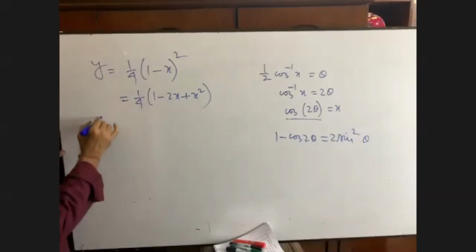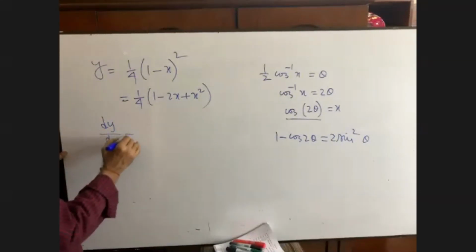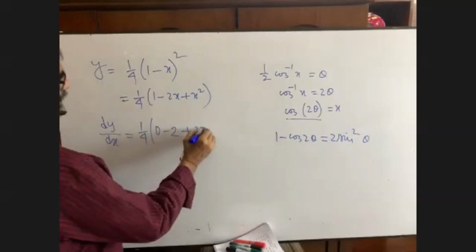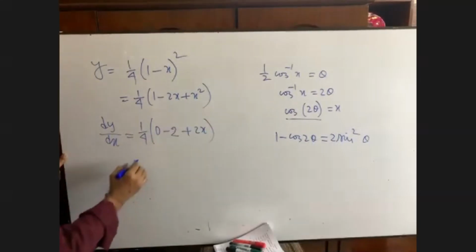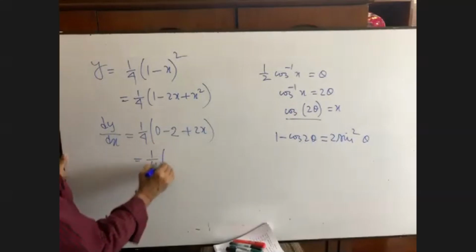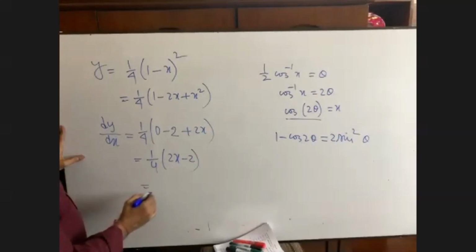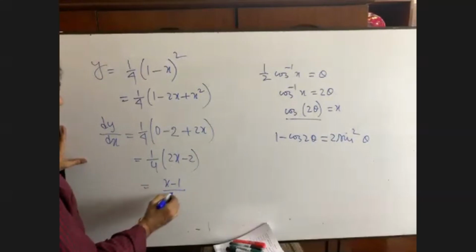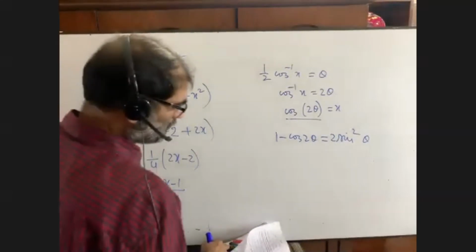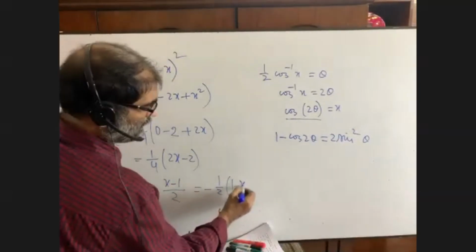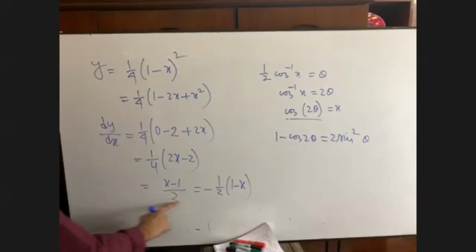So we are getting here dy by dx is equal to 1 by 4 into 0 minus 2 plus 2x. So it is equal to 1 by 4 into 2x minus 2. If I take 2 common, then we are getting x minus 1 by 2. What is the answer? It is the answer. I don't know why they have written it differently. I really don't know. It is the answer, but they have written this. Have you got it?